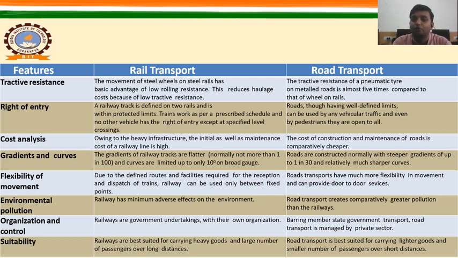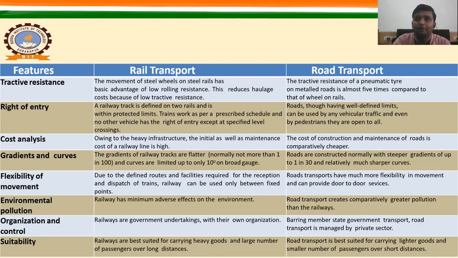But road transport has much more flexibility in movement and can provide door-to-door services. It means when you have to travel from Gorakhpur to Lucknow by rail, you have to travel from one station to the other station. But in case of road transport, if any flexibility is required, you can provide door-to-door services using the road transport.